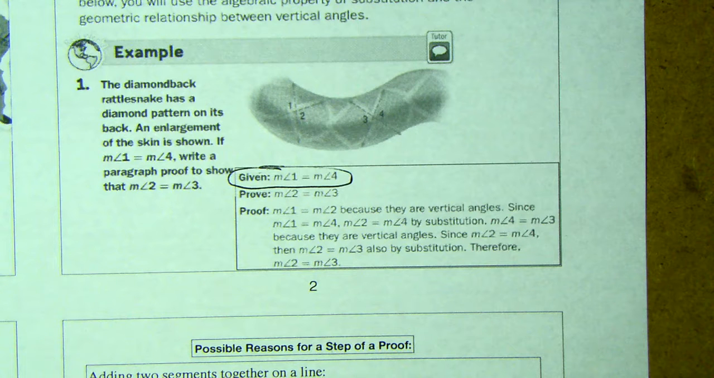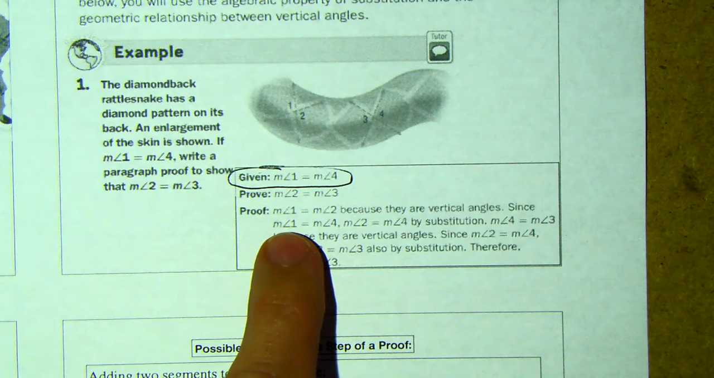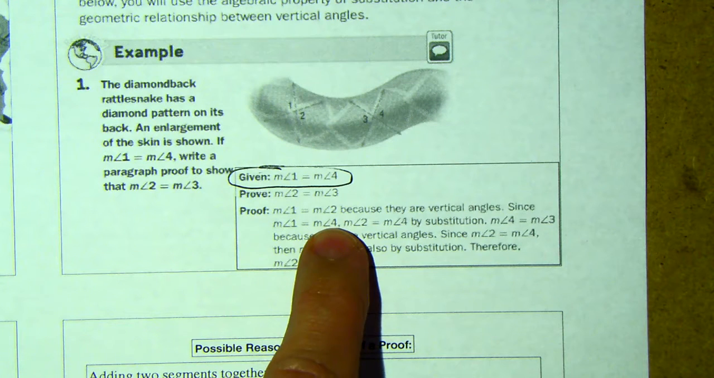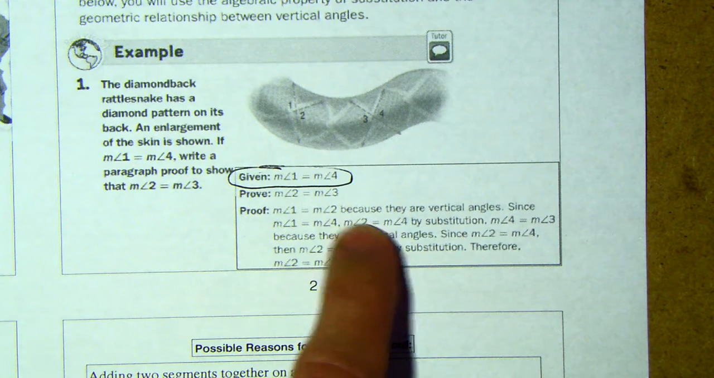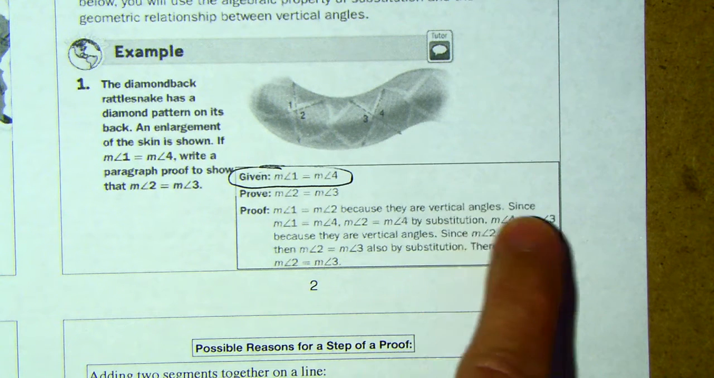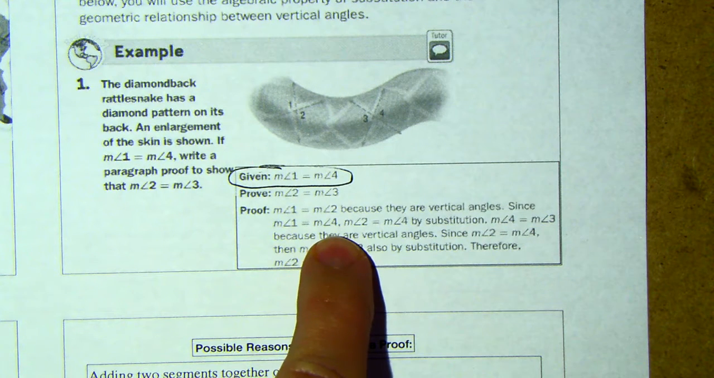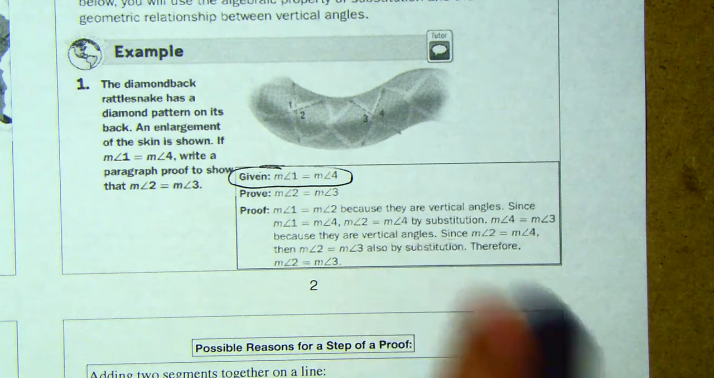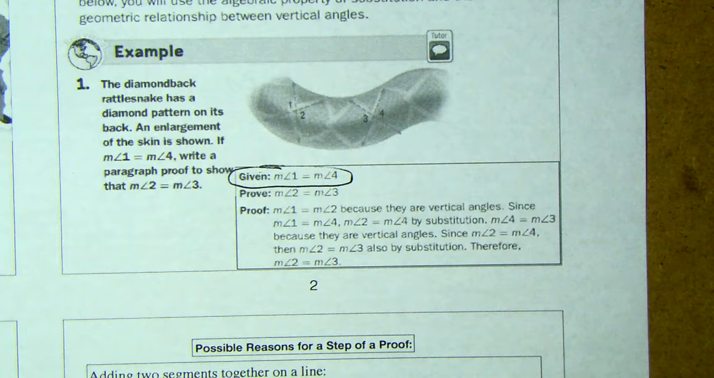So some of you are probably going, well, duh. Just look at the picture. If 1 equals 4, then 2's got to equal 3, right? And you're right. But here's how they go through and prove that. First of all, they start off with, here's your given. So the measure of angle 1 equals the measure of angle 2. Why do we know that? Because they're vertical angles. And since the measure of angle 1 equals the measure of angle 4, they told us that, then angle 2 equals angle 4 by substitution, because they're substituting the one that's equal.